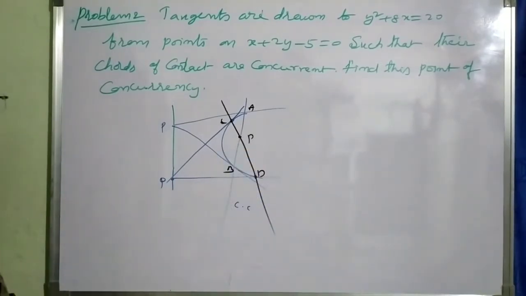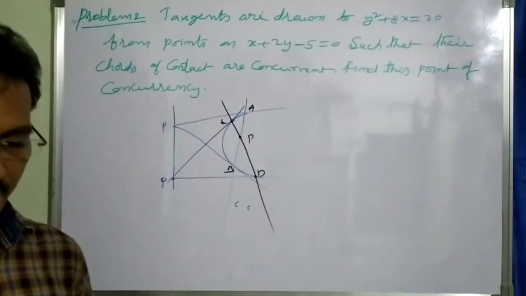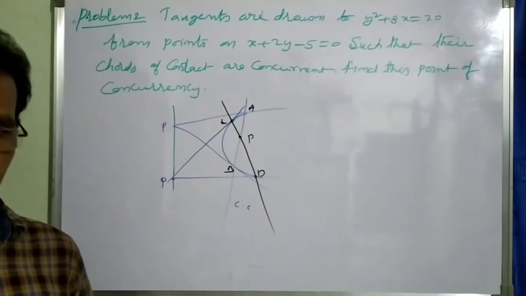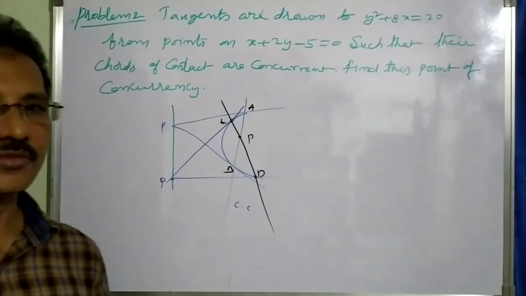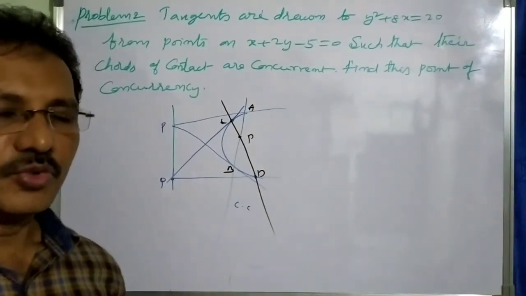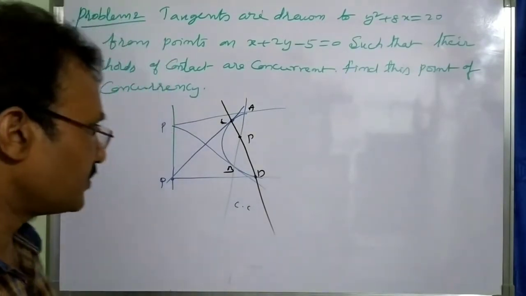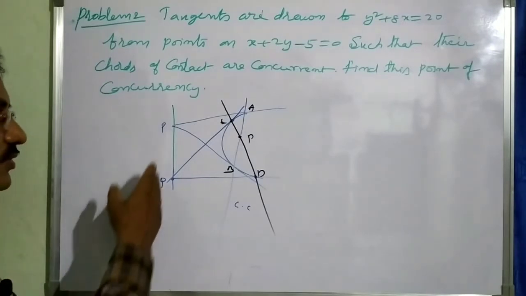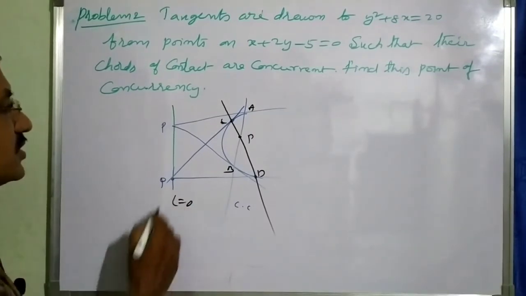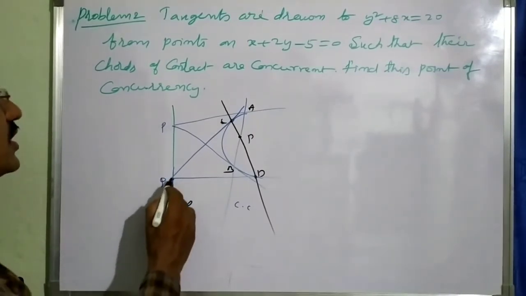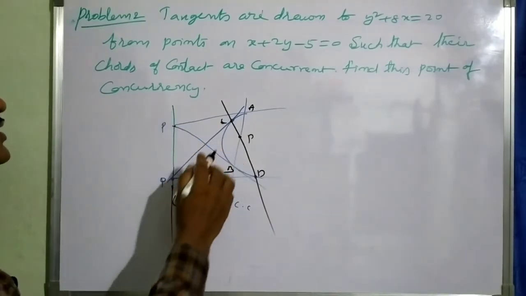That is the pole. Another way to define the pole: the pole is the point of concurrence of chords of contact drawn from all points on a given line. Understand? Suppose a line is given, L is equal to 0, and if you draw chords of contact for all points on the given line, they are all concurrent.